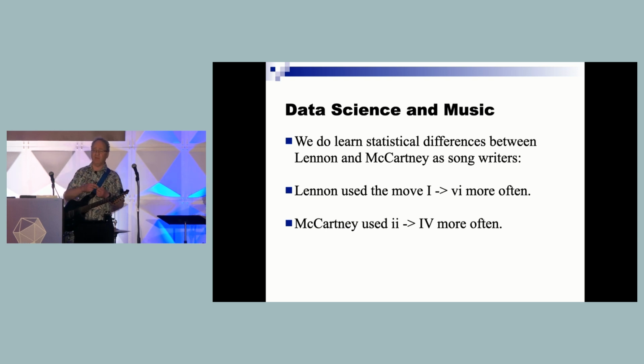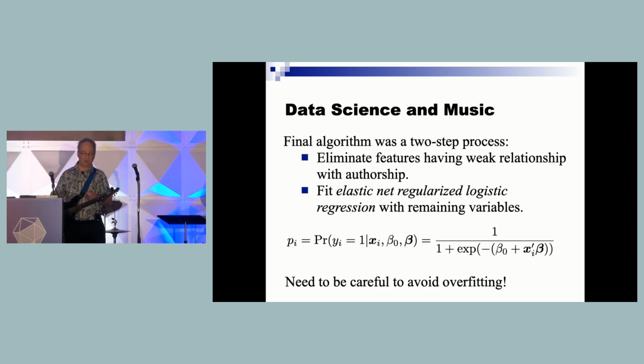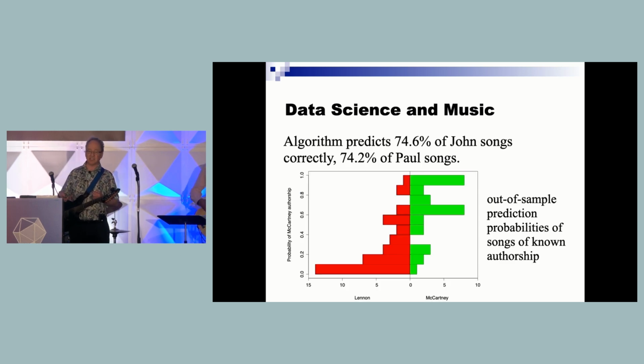So we found out John uses the 1 chord to the 5 chord, to the 6 chord more often. McCartney uses the 2 minor to the 4 chord. So there's some things we found out that we might not necessarily hear when we're listening to their songs. So I'm just going to move ahead. We used logistic regression after eliminating features. This is what we got for our predictions.